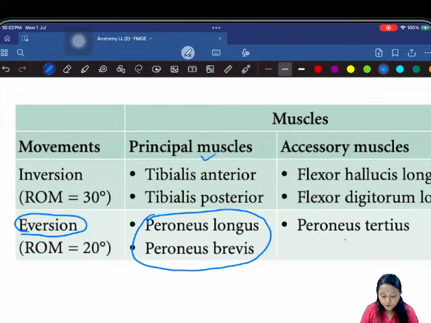Okay. So for eversion, you have peroneus longus and brevis, and for inversion, you have tibialis anterior and tibialis posterior. Freeze these two things in your mind. For inversion, tibialis anterior and tibialis posterior, and for eversion, the lateral compartment muscles, that is longus and brevis.